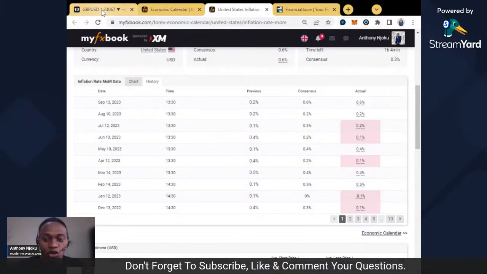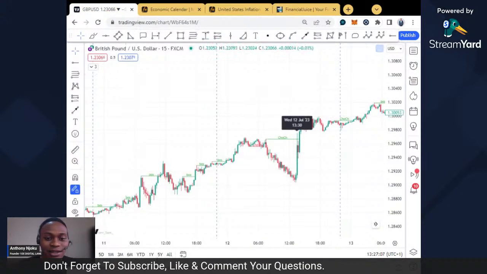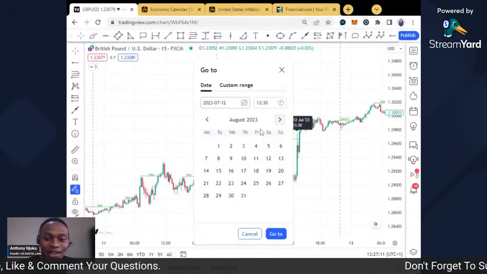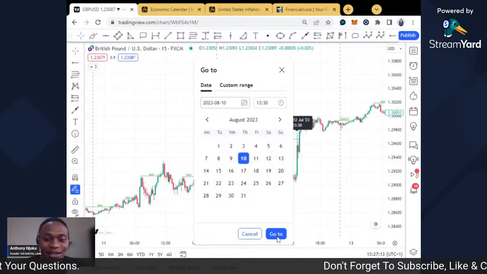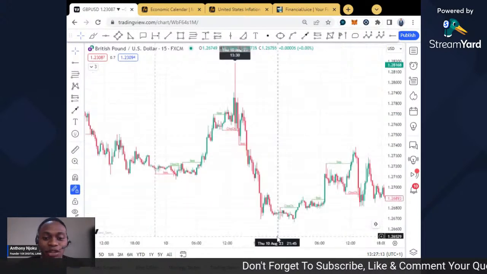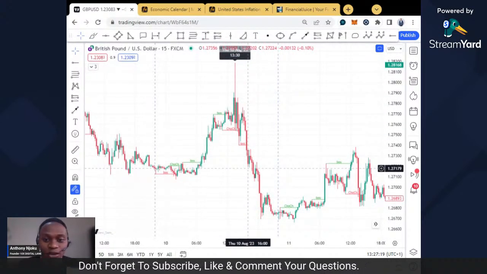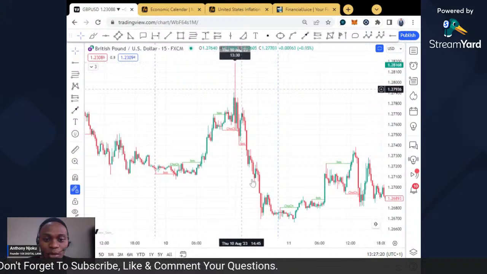Let us see what happened on August 10th when the news was exactly as they predicted. A lot of analysts predicted that the inflation would be high. What happened? The market spiked up and then went back down.